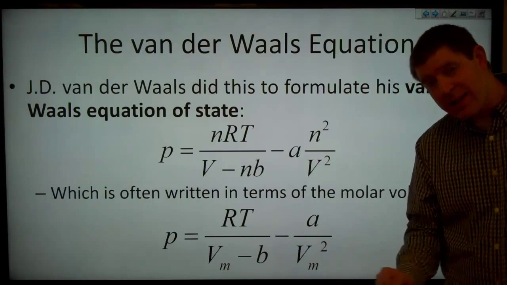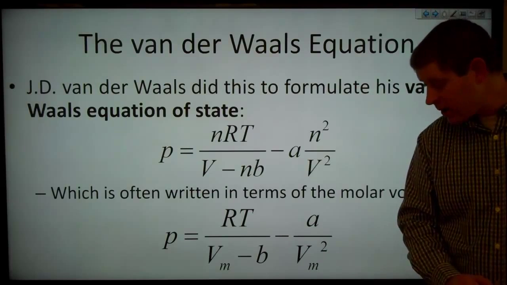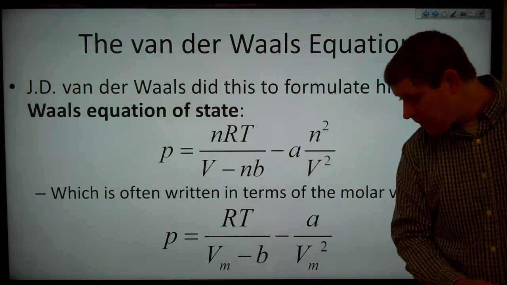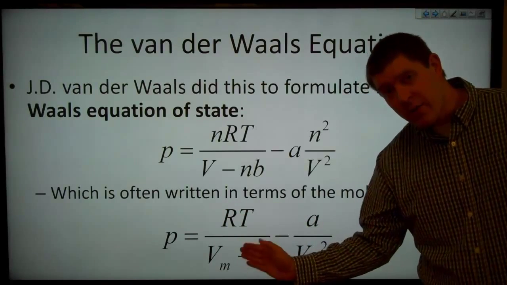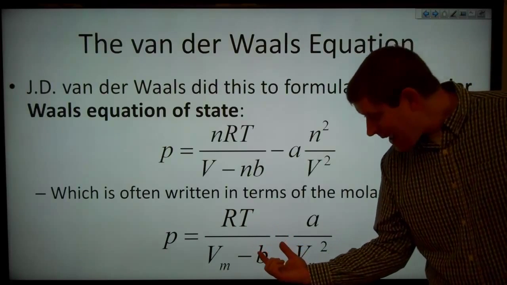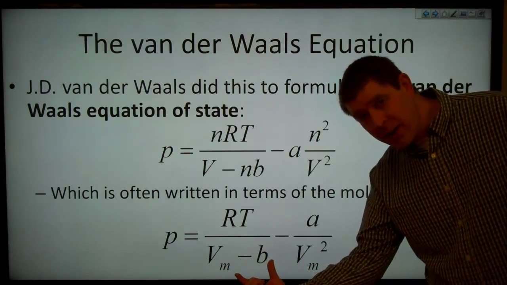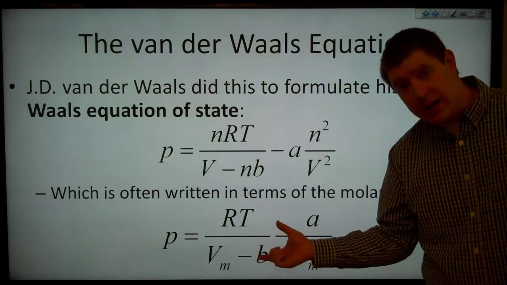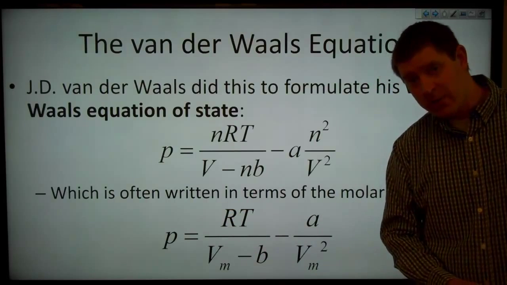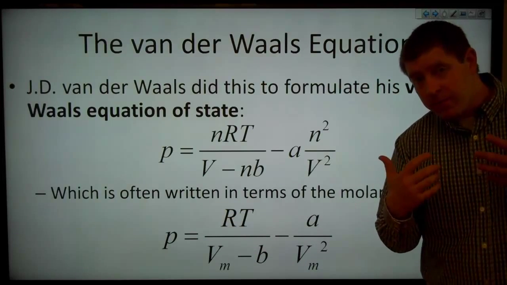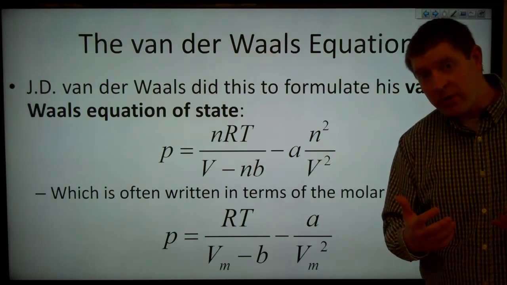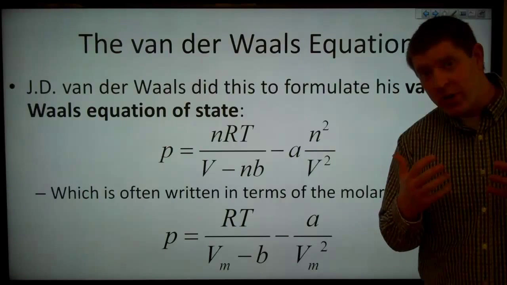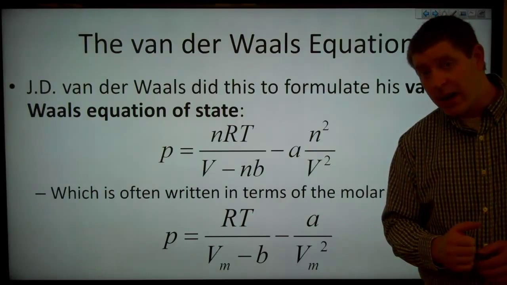B, we said, represented the repulsive forces between the molecules, which makes sense. As B gets larger, then pressure gets larger, because B is being subtracted from the molar volume, which means that as B gets larger, the denominator here gets smaller. As the denominator gets smaller, that value of that fraction gets larger, and that means the pressure becomes larger, which again makes sense. If the molecules are more repulsive, then they're repelling each other more. That means that the pressure exerted on the walls of the container will be higher.